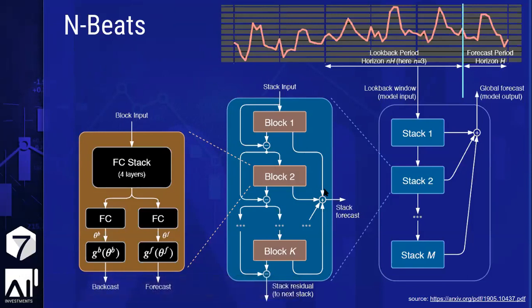This is the forecast from the stack, and we have a similar solution for the global forecast, global output. It is the sum of the forecasts from the stacks, and the backcast from one stack is just passed to the second one.